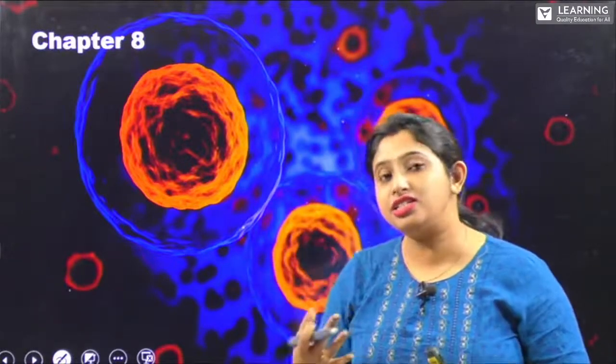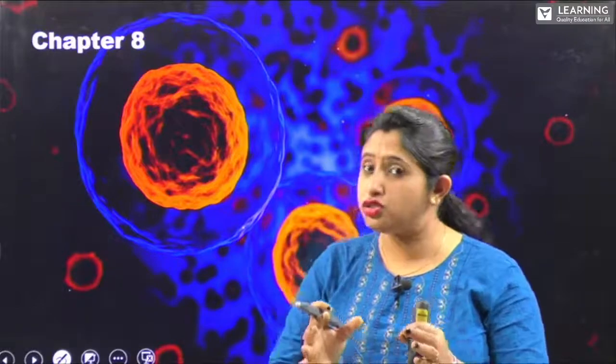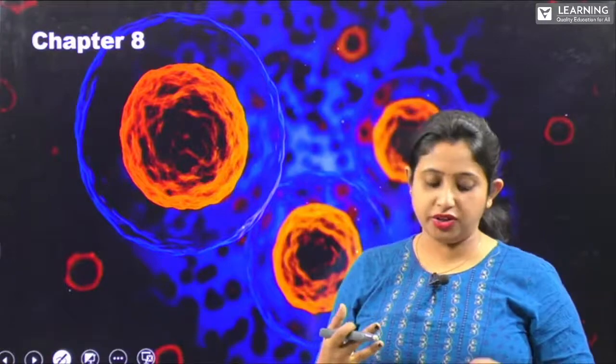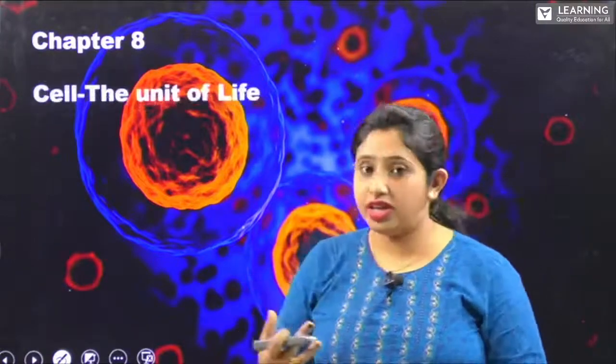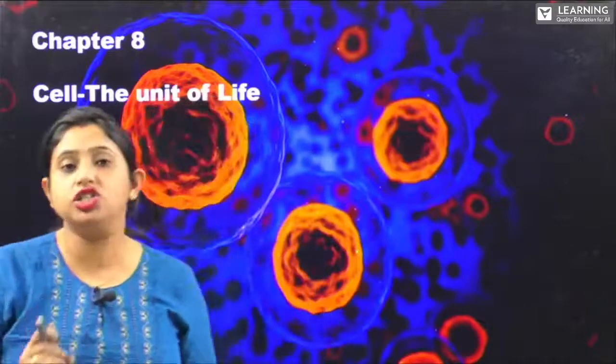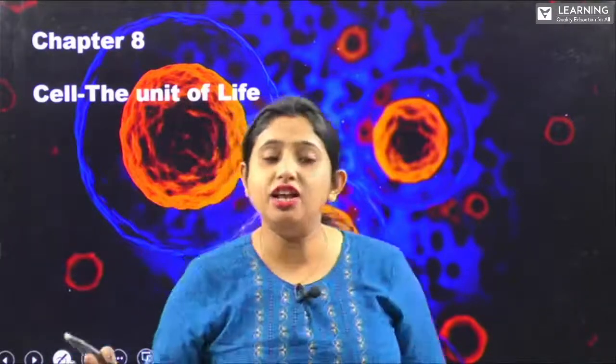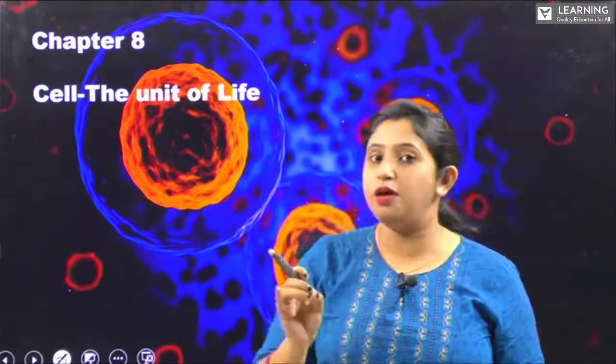In the last chapter where you learned about tissues, you know that animals are made up of different types of tissues. How are the tissues formed? Tissues are formed from cells only, isn't it? So in this session we are going to start a new chapter, that is the cell, which is the basic structural and functional unit of all living organisms. Any living organism is made up of cells.